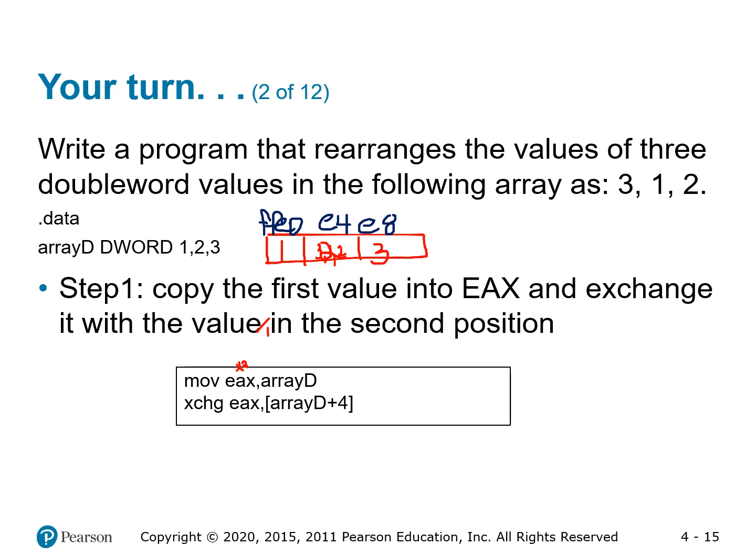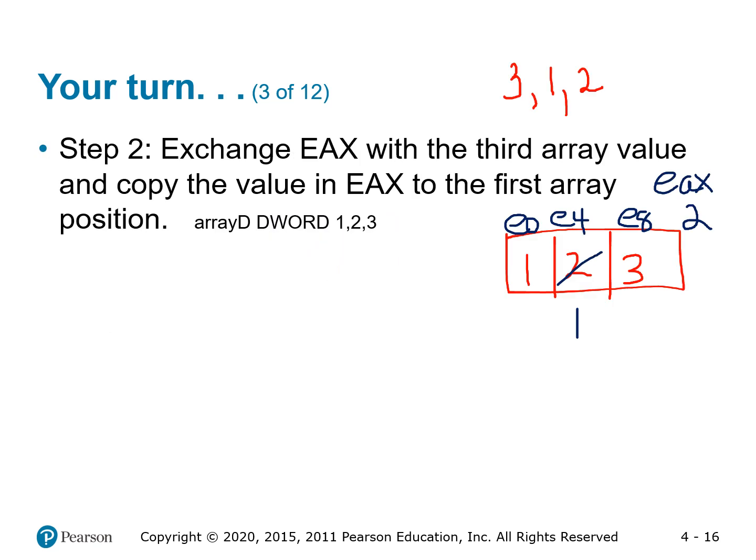Okay, so now we have 1, 1, 3, and the 2 is in EAX. So let's look at the next step. Remember that our goal is to have our array look like this, 3, 1, 2 in this order. And currently we have 1, 1, 3, and then 2 is in EAX. So we want to exchange these two. That puts the 2 where it needs to be. And then the 3 will be in EAX, and we can just put the 3 here in E0, and then we've got it. So let's look at those steps.